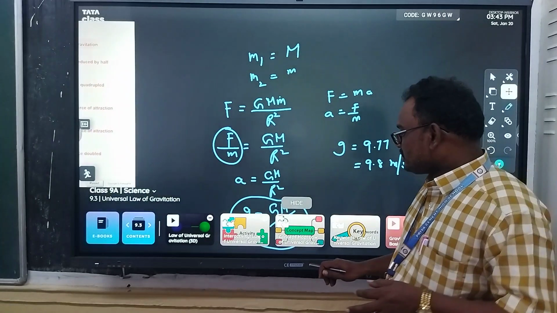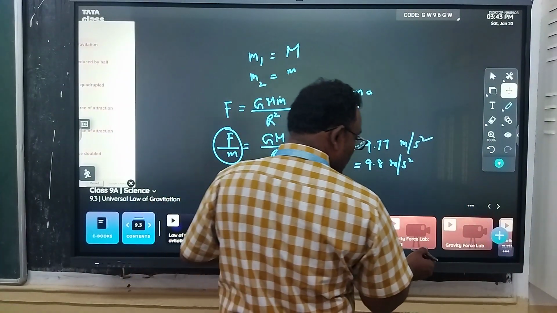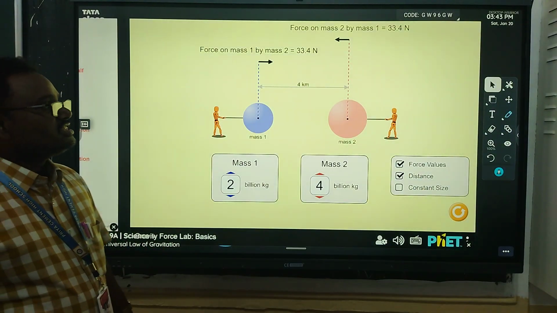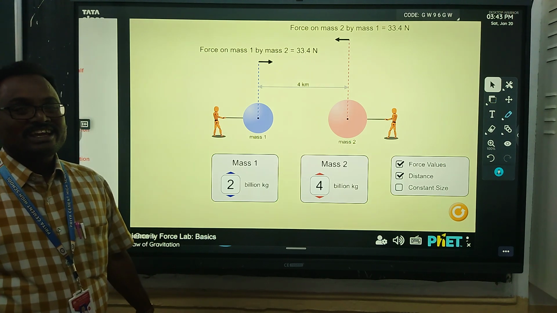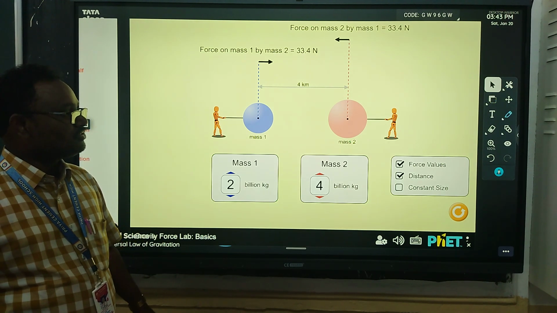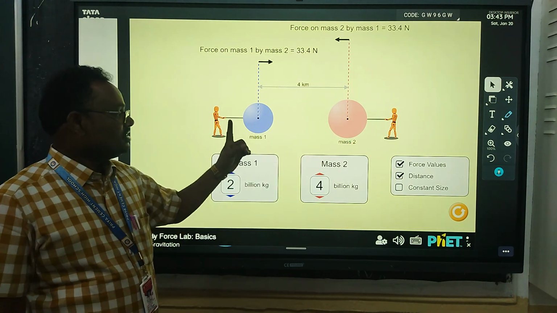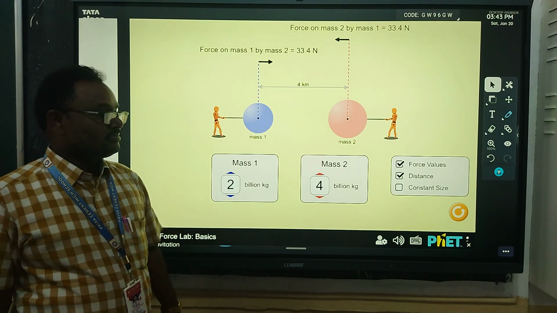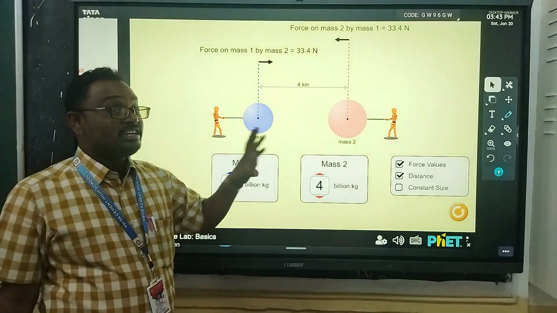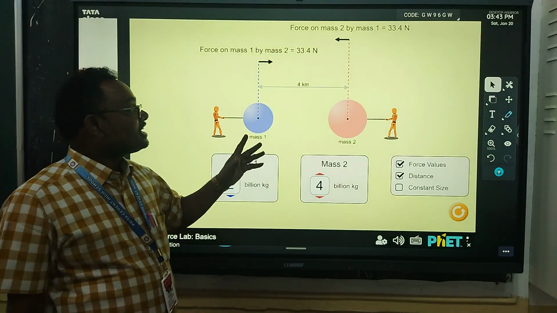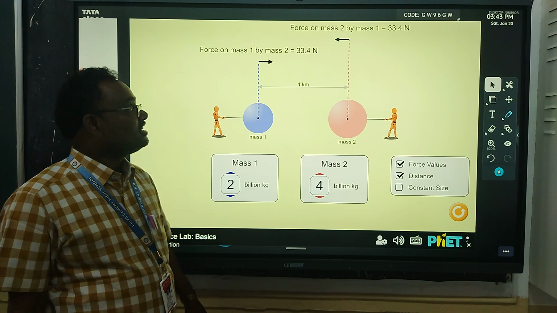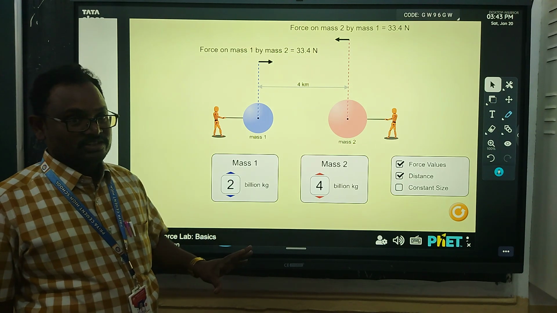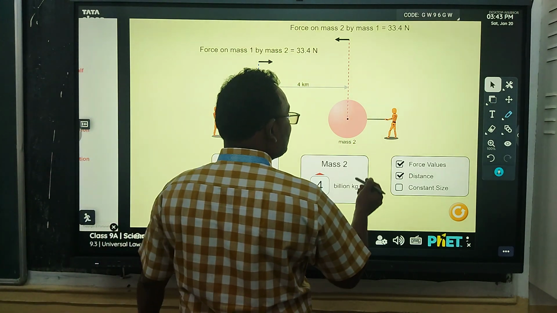Let us see a small activity about the gravitational force. This is depending on the universal gravitational force. Here there are two bodies, M1 and M2. Mass of the first body is 2 billion kg. Mass of the second body is 4 billion kg. And the two are separated by a distance of 4 kilometers, then between the two bodies there is 33.4 newtons of force acting. Then let us try to increase the distance.